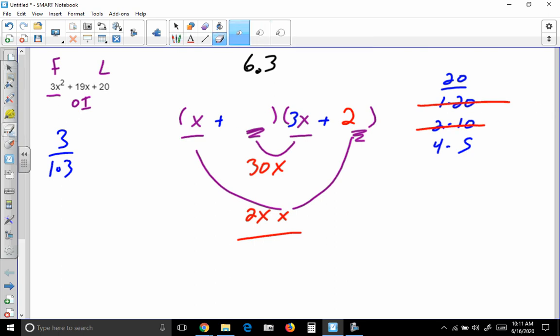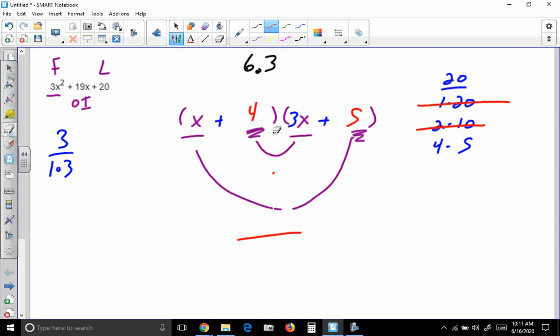So if this factors, the only other combination is 4 and 5. So let's try a 4 here and a 5 here. So that makes the inner product 12x and the outer product 5x. Well, that's close. 12 plus 5 is 17, not 19.